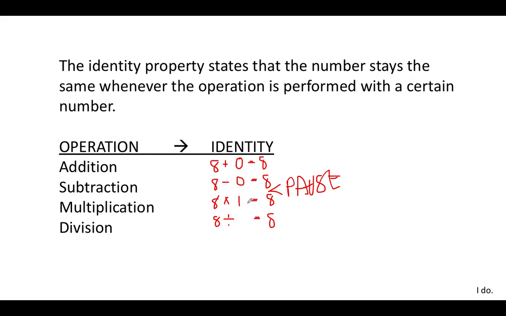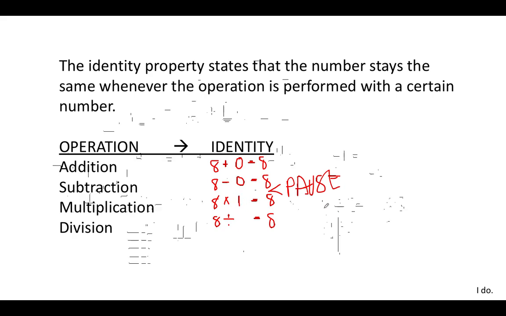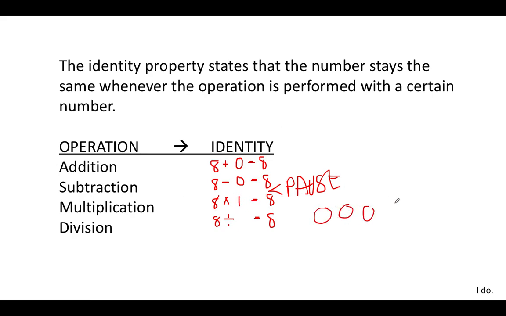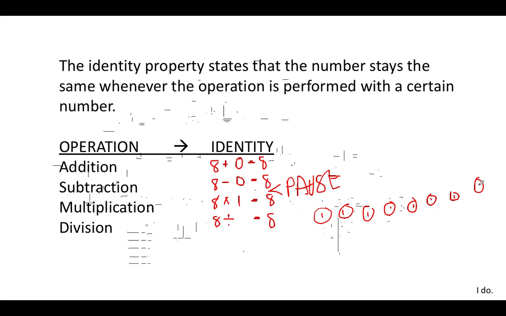Why is it 1? Maybe someone explains it as one group of 8. Or if you have 8 groups and there's only 1 in each, it's still 8. That's great. But really, go ahead and explain it and draw it out. And then guess what? 1 is the identity for division, right? Because I'm just taking 8 split by one person, they just get 8.